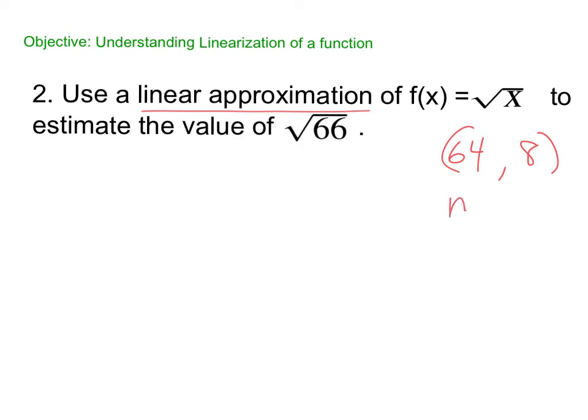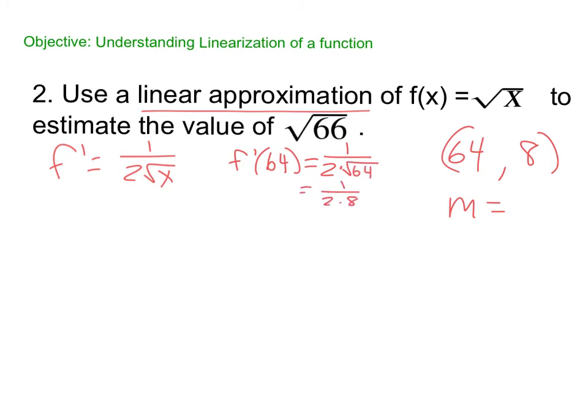Now we need our slope. Right? What's the slope of root x? 1 over 2 root x. So f prime of 64 is 1 over 2 times the square root of 64. So that's 1 over 2 times 8, 1 over 16. Right? So our L of x, our linear approximation, is 8, right, our y value, plus 1 over 16, x minus 64. Right, so you start with your y0 and then add m times x minus your x value.